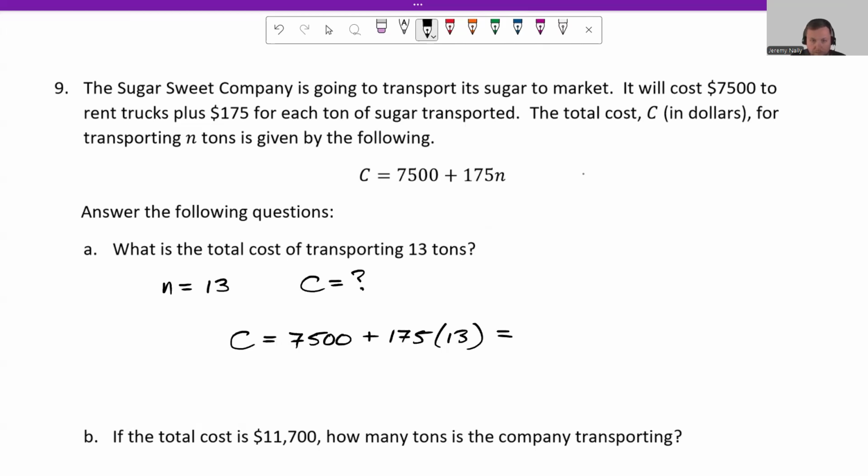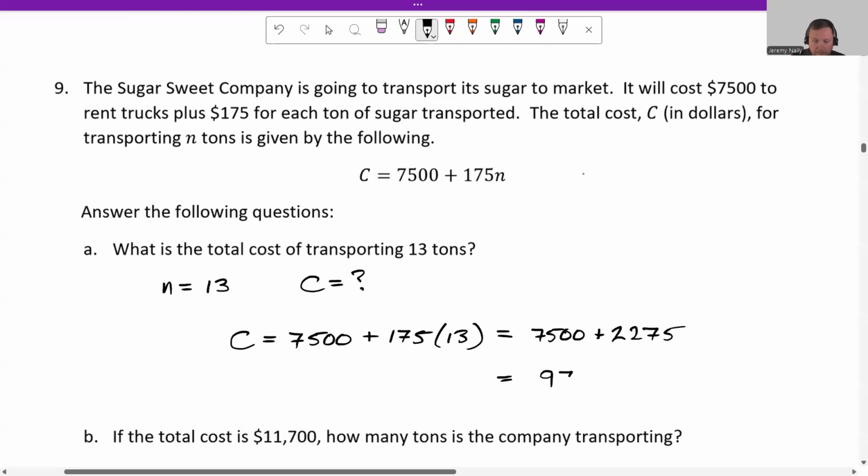So then this is 7,500 plus 2,275. And then we end up with 9,775. So $9,775.